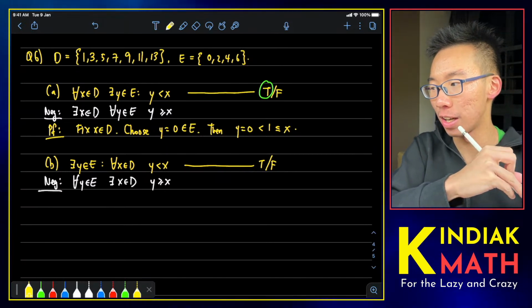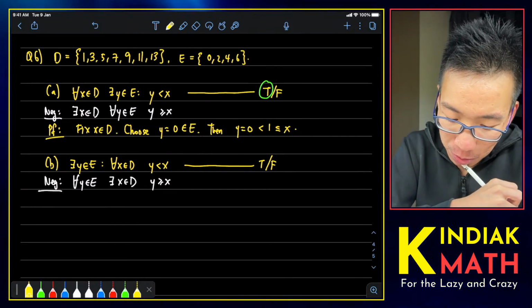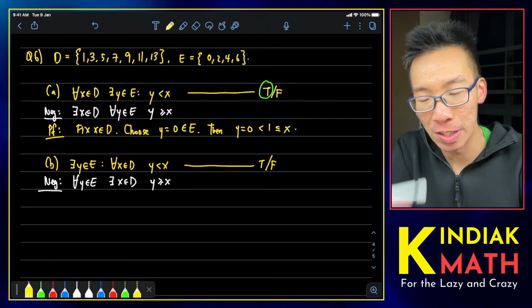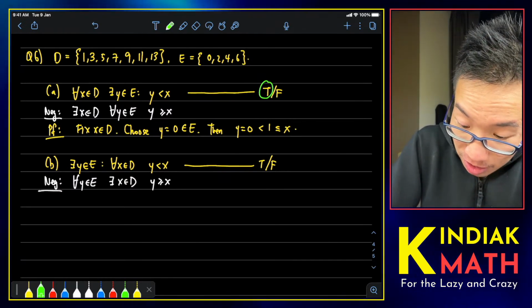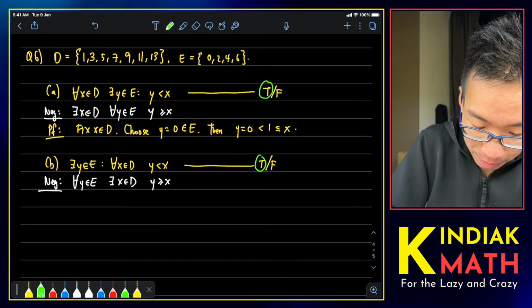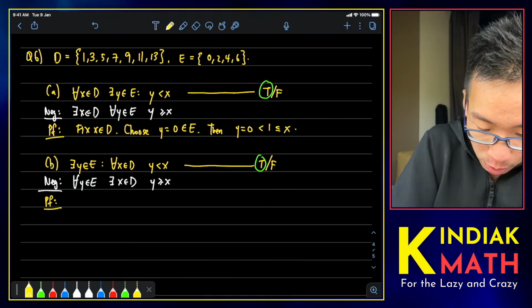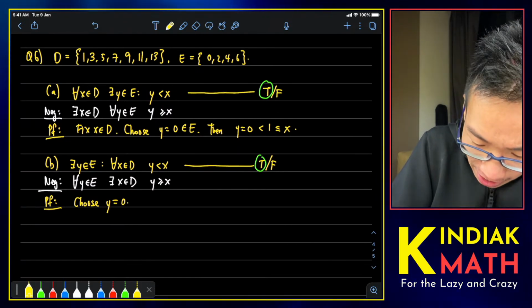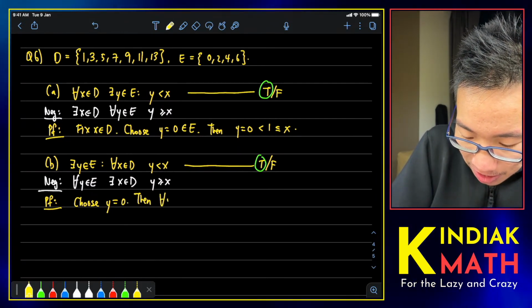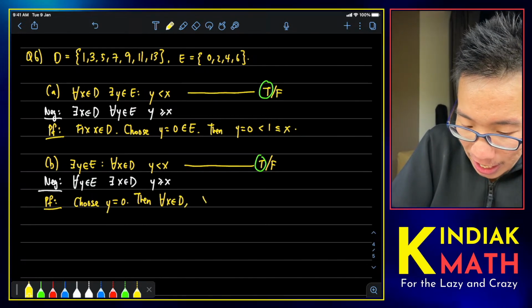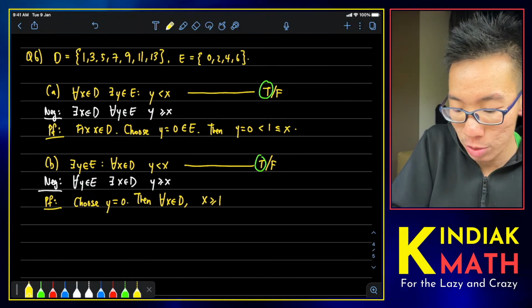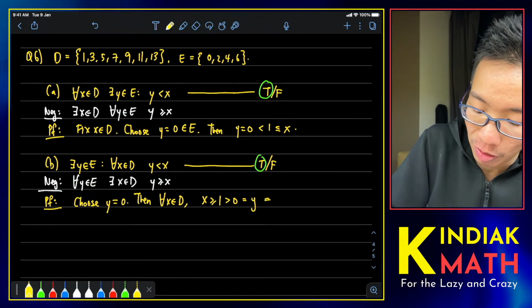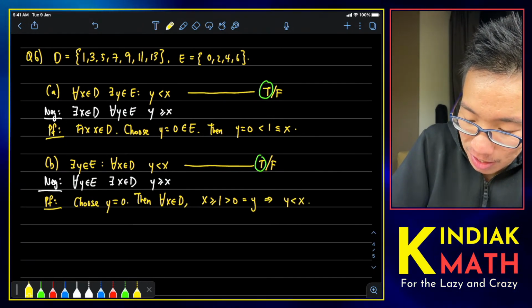So the real question that remains is, is this true or false? Well, do we have a number that is strictly smaller than every single number in D? Surprisingly, the answer is true, right? So we need to prove it. And how do we prove it? We'll choose y equals 0. Then for any x in D, x is always bigger than or equal to 1, which is bigger than 0, which is y. And therefore, y is smaller than x as required.